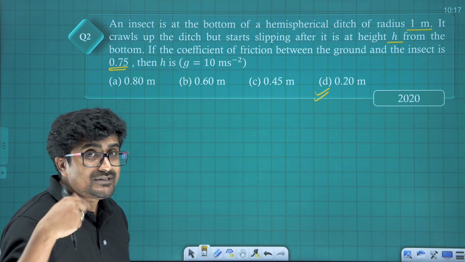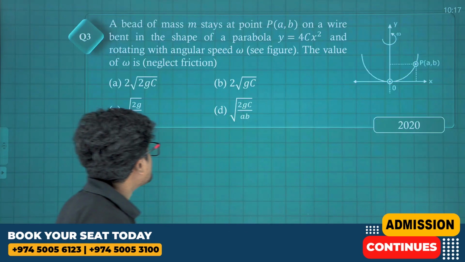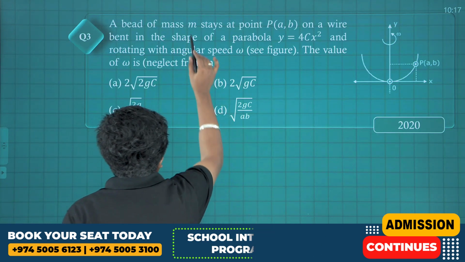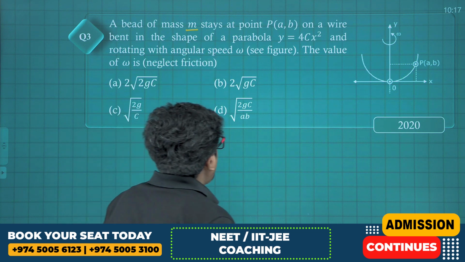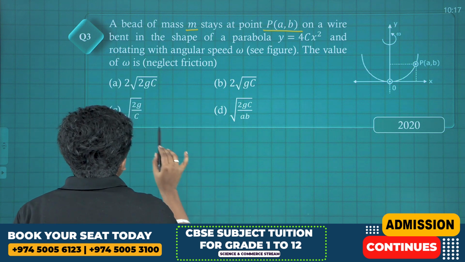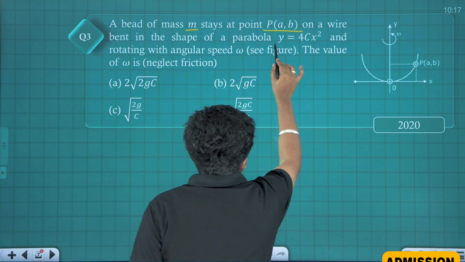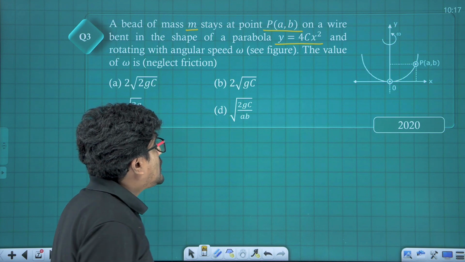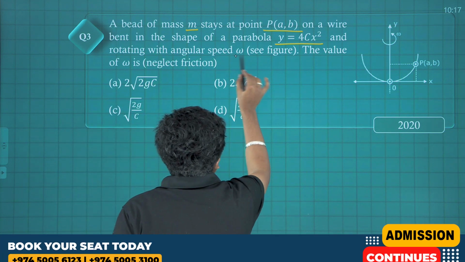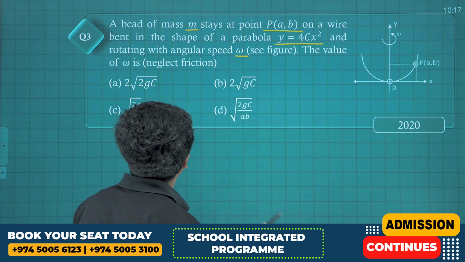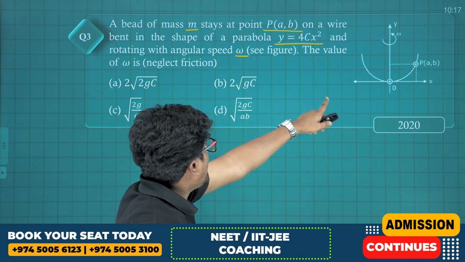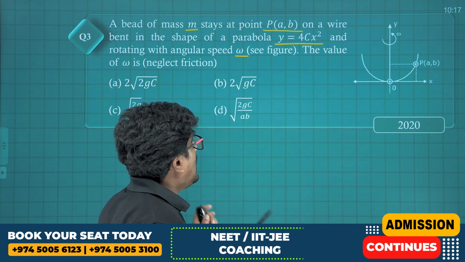Now let's move to the next, that is question number 3. Question number 3 says, a bead of mass small letter m stays at point P equal to (a, b) on a wire bent in the shape of a parabola given by the equation y equals 4cx square and rotating with an angular speed of omega. Now the value of omega, it is at a state of rest there, so the value of omega is what they are asking us.